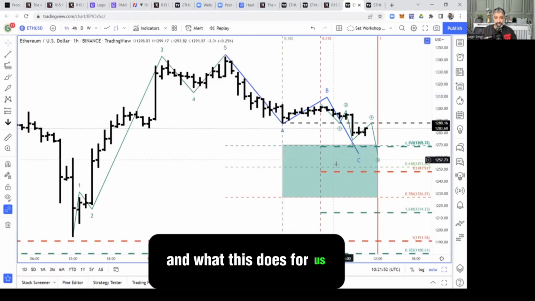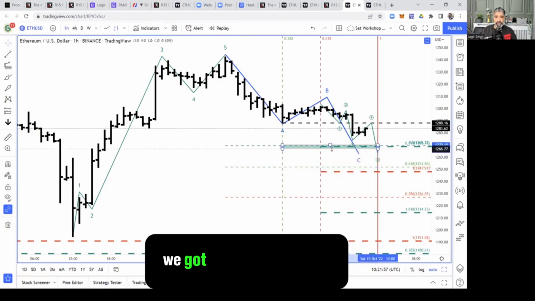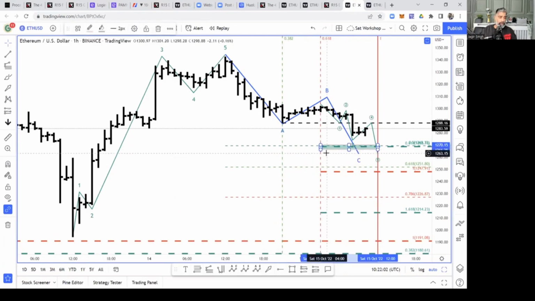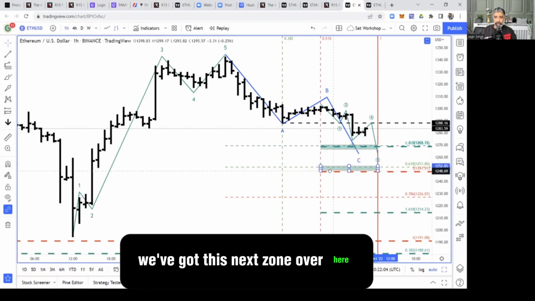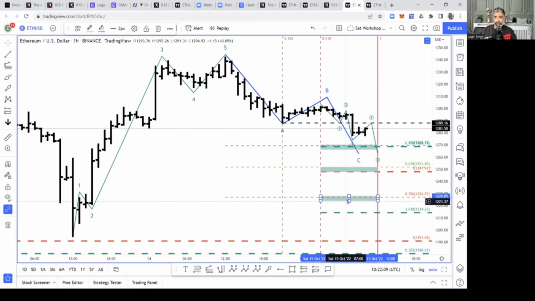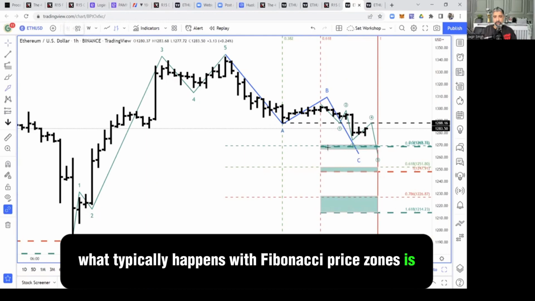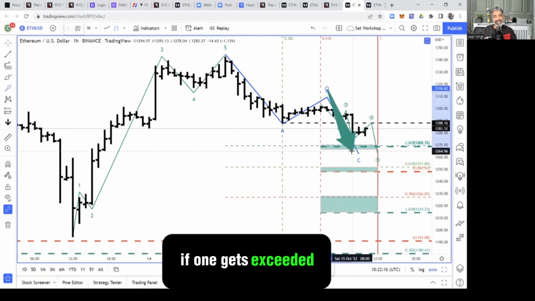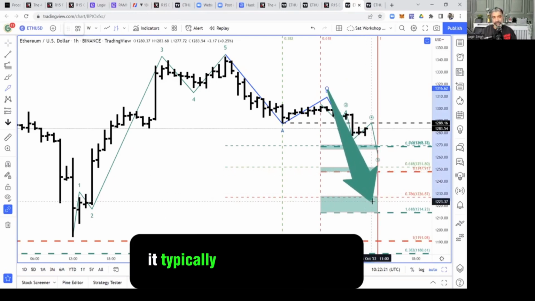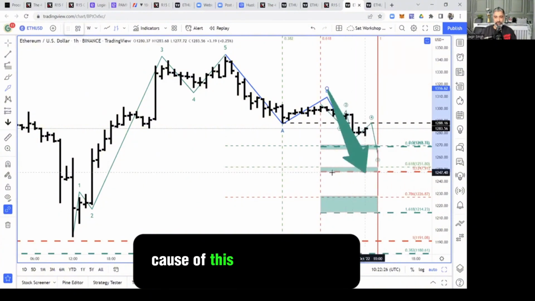And what this does for us, it gives us really 3 zones. And I'm gonna break them down. We got this zone over here, which we can really narrow down to over here. We've got this next zone over here, and we've got this extreme zone down here. And what typically happens with Fibonacci price zones is if one gets exceeded, it typically goes down to the next. And it's almost like a magnet. If it breaks this, it'll typically go down to the next, more often than not. But it's highly probable that it's probably going to be this one because of this 100%.